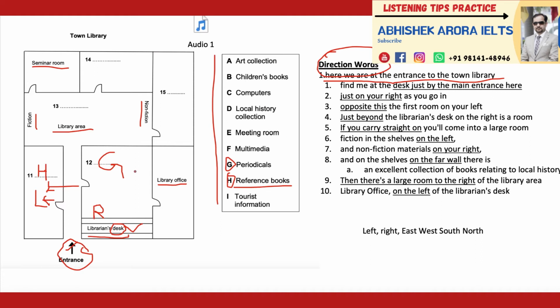Fine. Then she said, just beyond the librarian's desk on the right. Fine. Beyond is iske par. Fine. Isse aage there is a room on the right, where you find a section for periodicals. So this is G. Right. G is already taken.